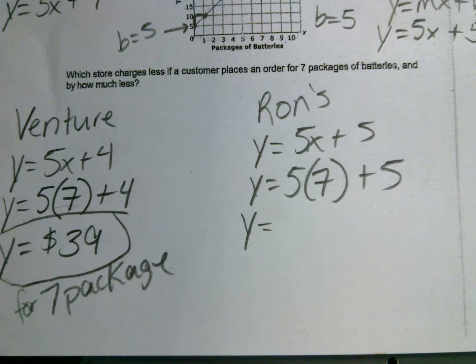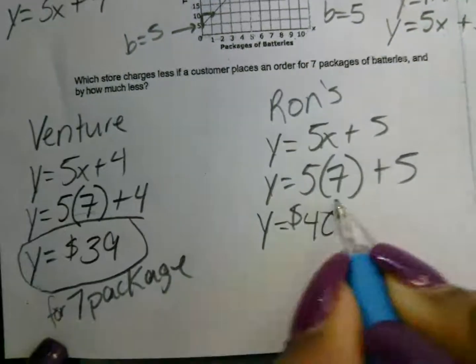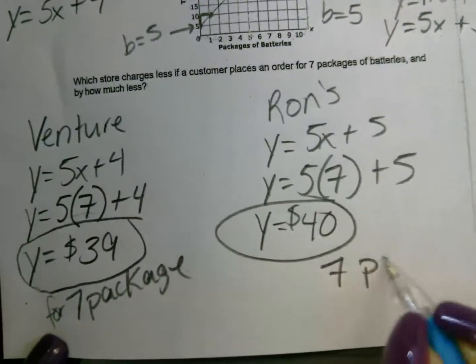Okay, very good. What's the total for Ron's company? How much? You forgot to add the 5. Very good. Don't forget to add the 5. Okay, all right, so good. $40 is the total for 7 packages for this company.